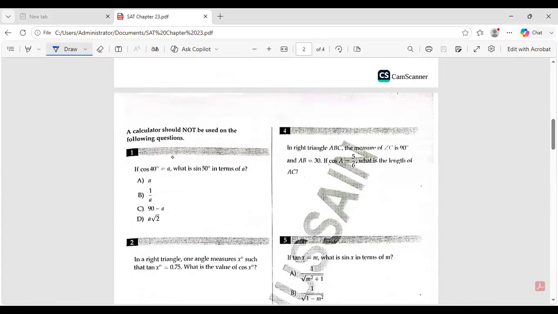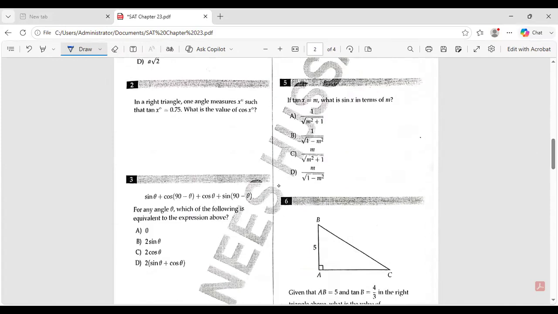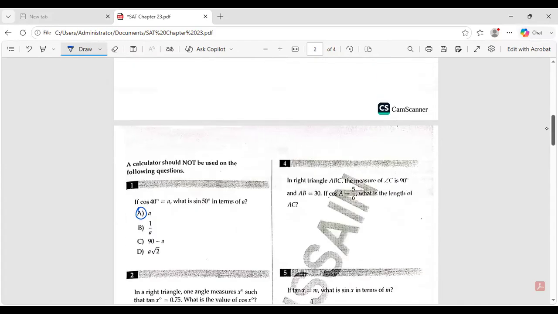So the answer for question one is A. And what about question number two? 0.8. Yeah, 0.8. What about three? D. Yeah, it is D. And then question number four. 36. Question number four is 25.